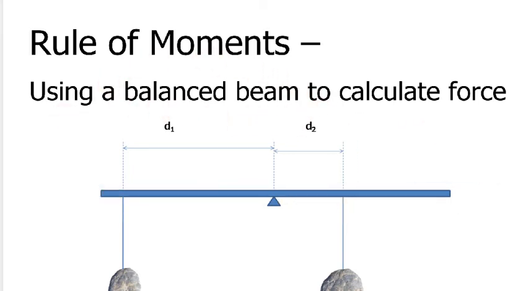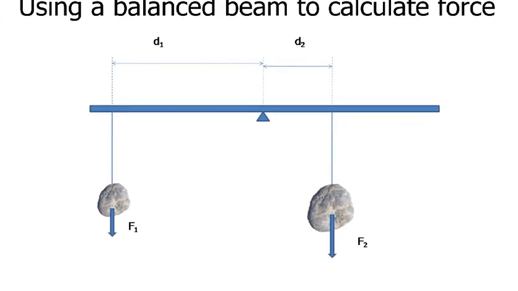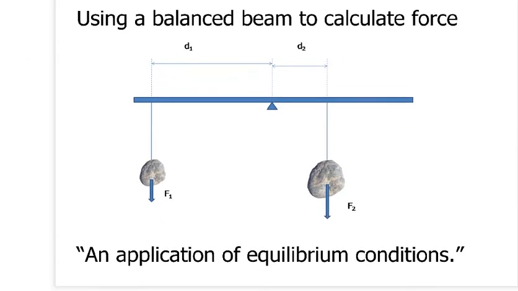This is a beam and it's balanced at the center there. It's got a pivot point, and we're going to use that to calculate an unknown force. So let's go. Here's an example of the setup that we're talking about. So we've got a beam here.